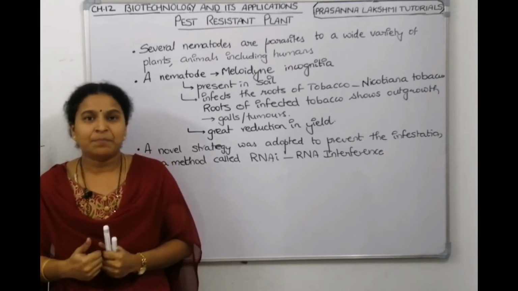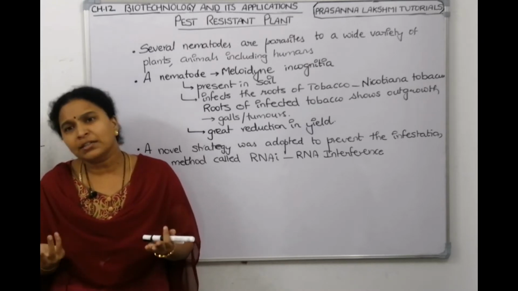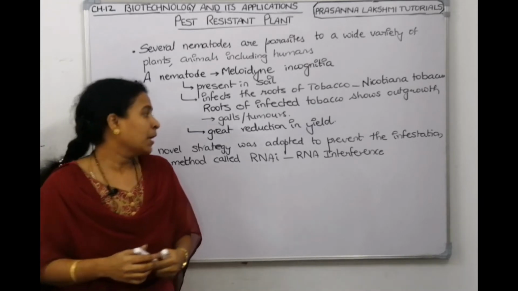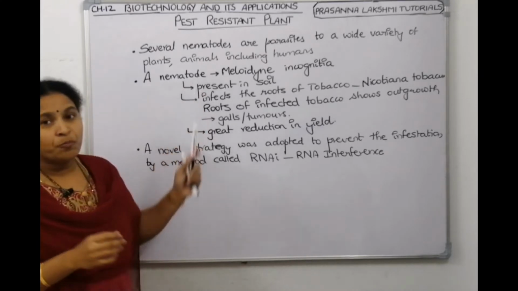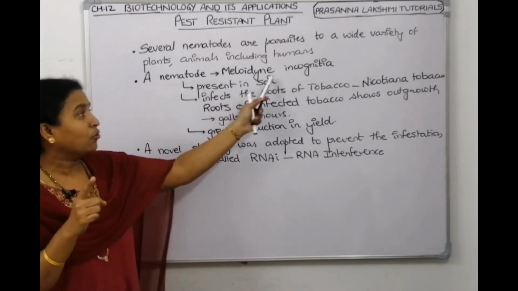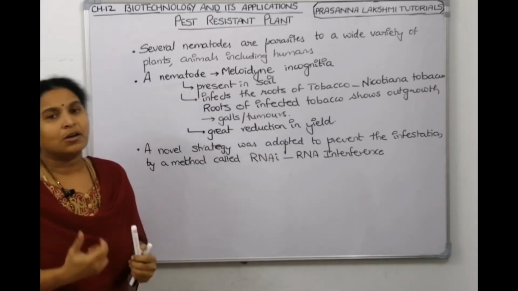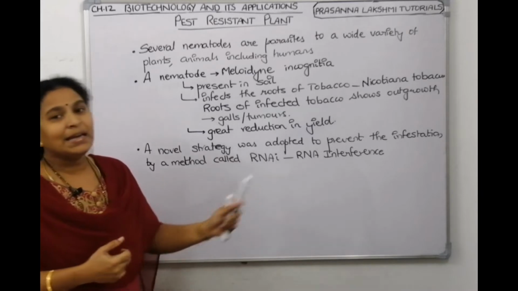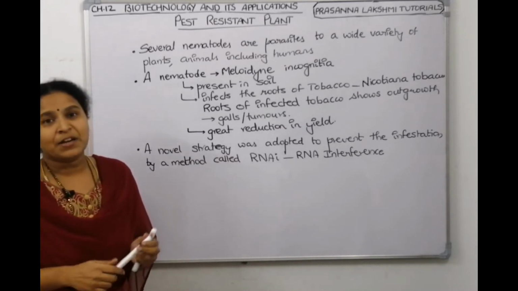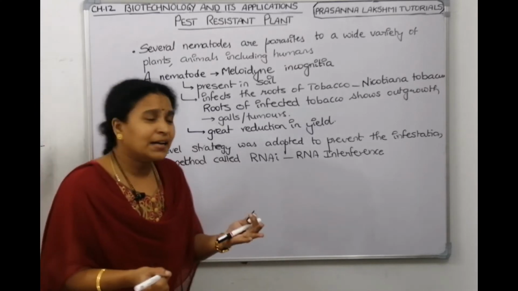So we became busy. So that's what is called interference. Interference means the process will not continue. The process stopped. Okay. So how are we going to produce a tobacco plant which shows resistance against this nematode? We came out with a new concept, a novel concept. What is that called? RNA interference. RNA interference means stopping the process of RNA. Understood? What is RNA interference?